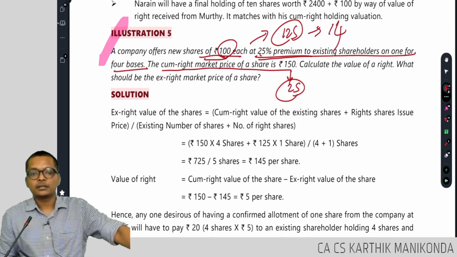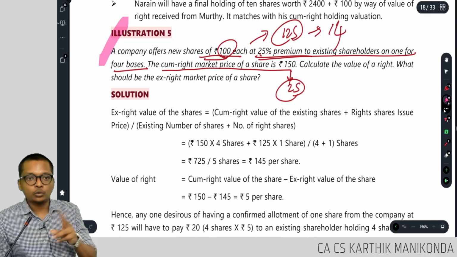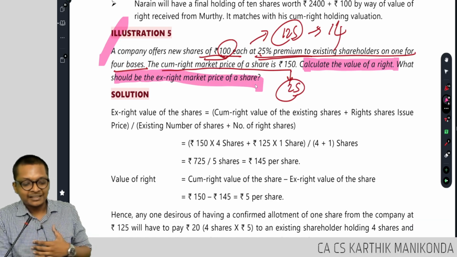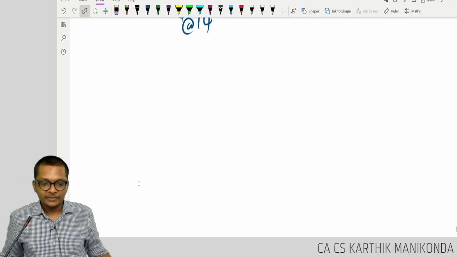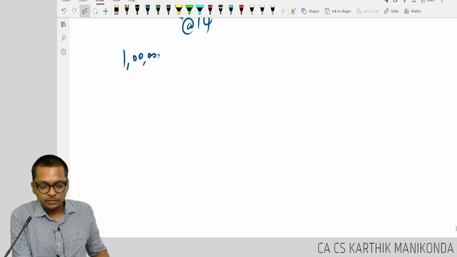125 is like 14. Correct? He is asking you to calculate two things. Calculate the value of a right and what should be the ex-rights market price. Sir, the number of shares is not given. Let me assume, for simplicity, the number of shares is 1 lakh.